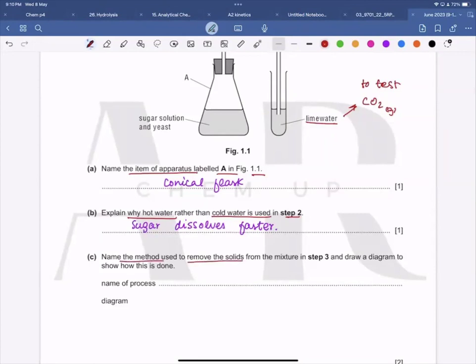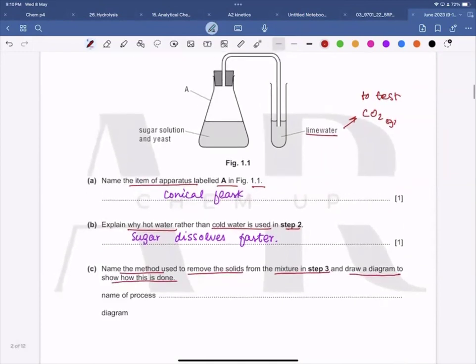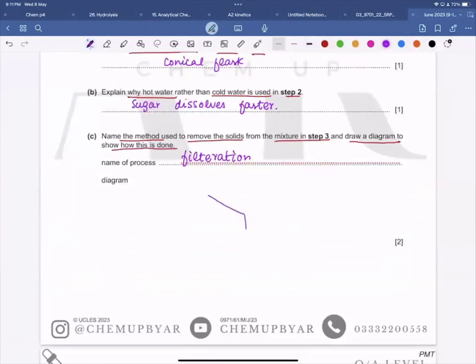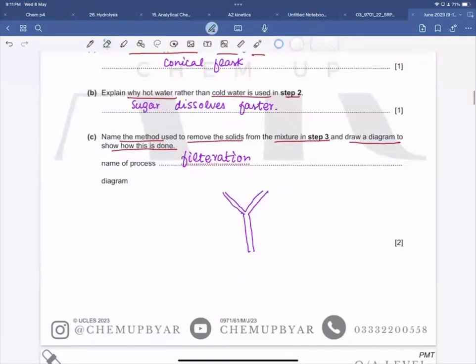Name the method used to remove the solids from the mixture in step 3 and draw a diagram to show how this is done. Name the method used to remove the solids from the mixture in step 3. Obviously, for a solid, we always do filtration. Draw a diagram to show how this is done. So we need to draw the apparatus. We draw the apparatus, the funnel, like this. Is this clear? Okay.